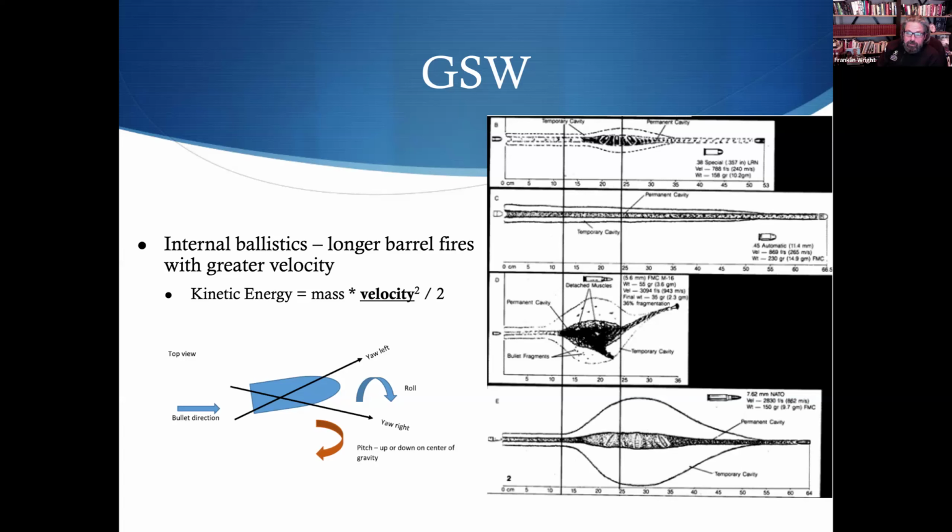It's very different, and you often can't tell from looking at the skin. The size of the hole in the skin is not going to necessarily correlate with the internal damage. It matters much more what the velocity of that round was.